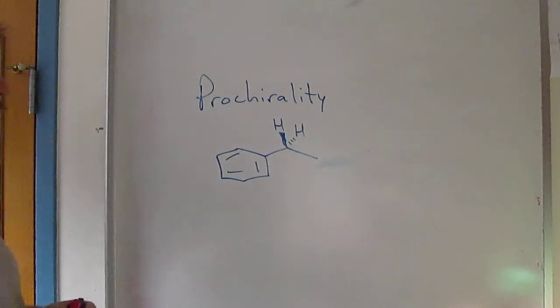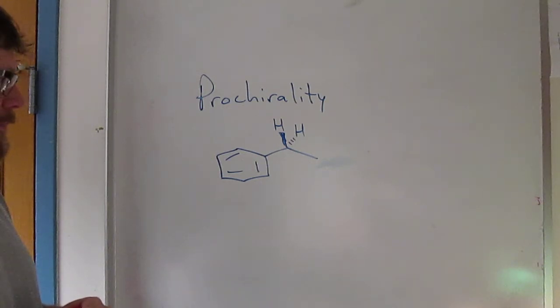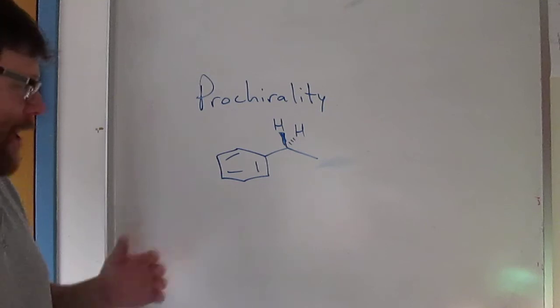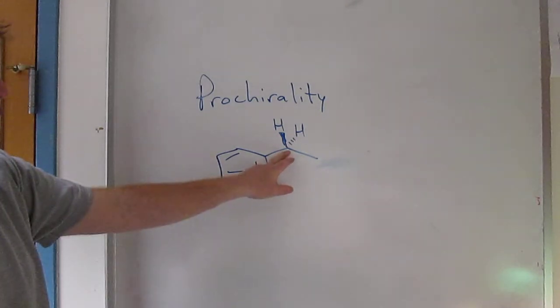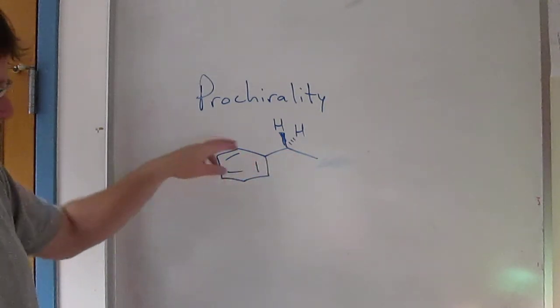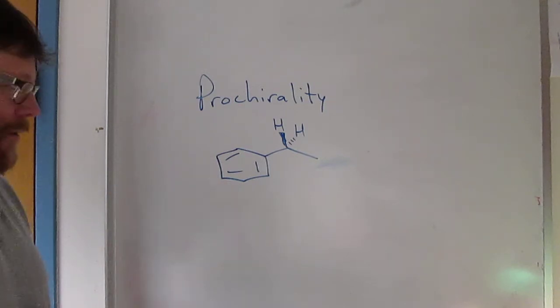All right, this is just a short tutorial on what we call prochirality. So I'd ask you, how many chiral centers are in ethyl benzene? None, right? There are no chiral centers. That carbon's got 2 protons, and methyl can't be chiral. The rest of the carbons are sp2 hybridized, they can't be chiral.